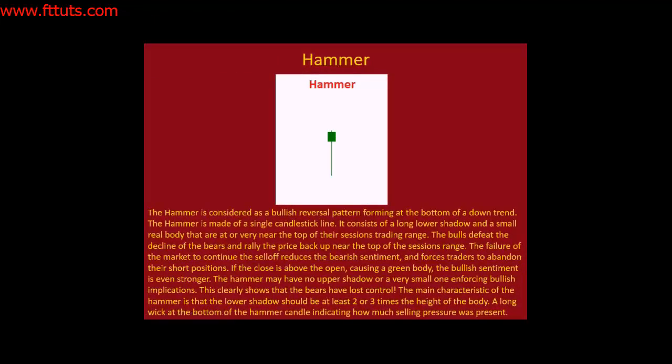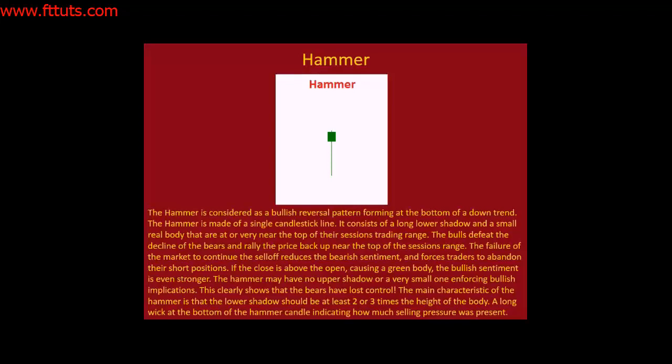Hammer. The hammer is considered a bullish reversal pattern forming at the bottom of a downtrend. The hammer is made of a single candlestick line. It consists of a long lower shadow and a small real body that are at or very near the top of their session's trading range. The bulls defeat the decline of the bears and rally the price back up near the top of the session's range. The failure of the market to continue the sell-off reduces the bearish sentiment and forces traders to abandon their short positions. If the close is above the open, causing a green body, the bullish sentiment is even stronger.